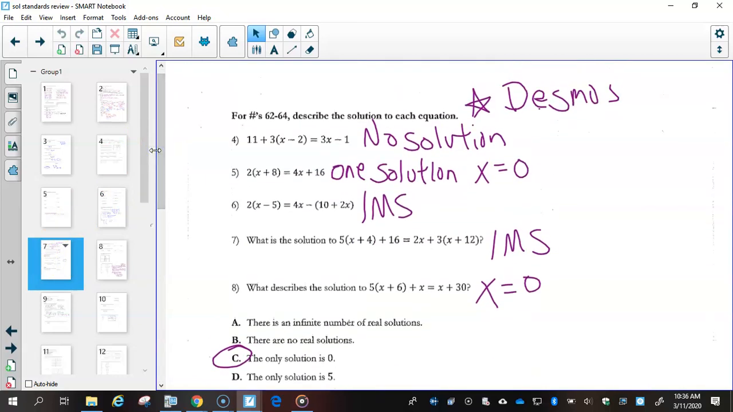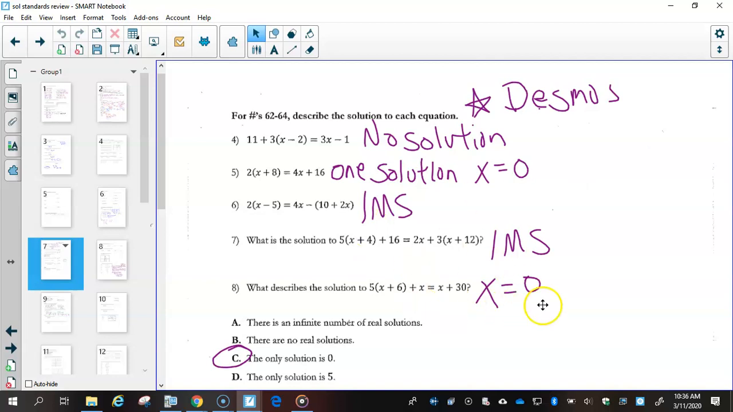For number 4, it said describe the solution. So these should have been no solution, one solution, and state that solution. Infinitely many solutions, it should have been one of those things. So no solution for 4, one solution for 5, and that one solution was x equals 0. Number 6 and 7 were both infinitely many solutions.